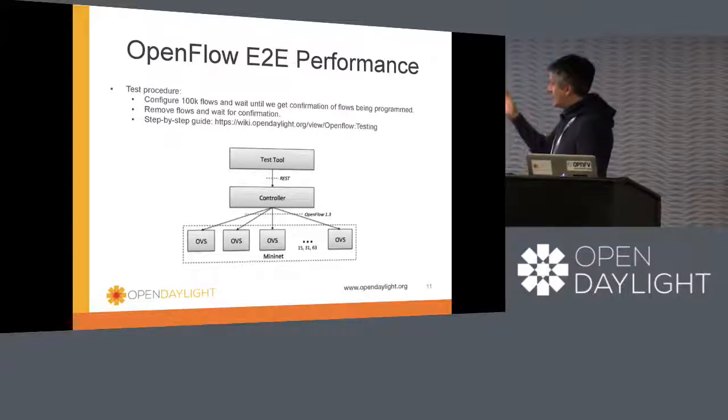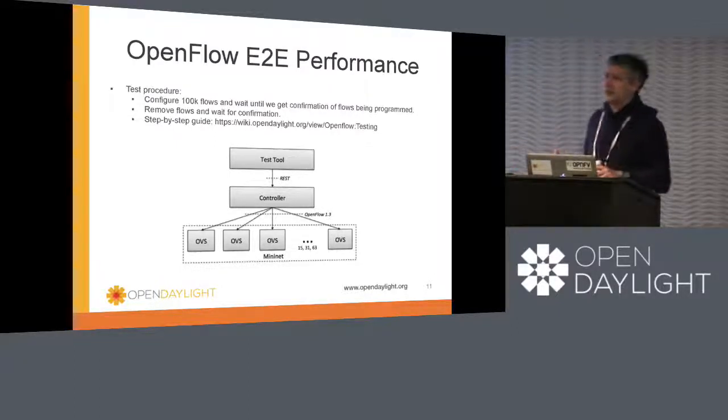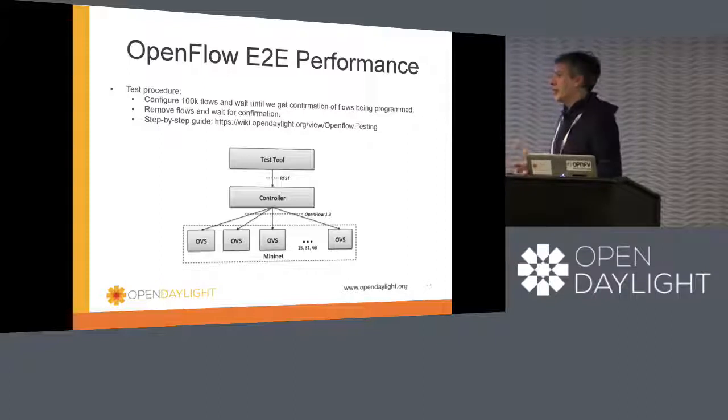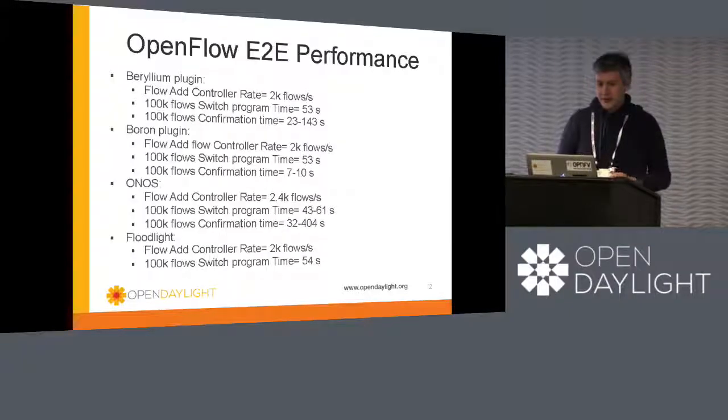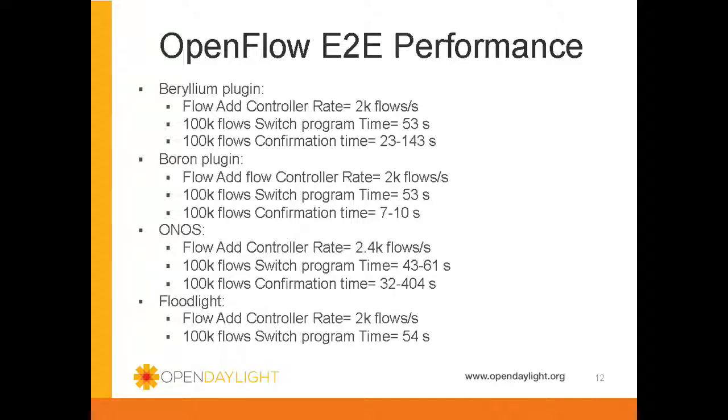And again, there is a step-by-step guide if anybody wants to reproduce this test. So this is a very realistic scenario where you have some application on top of OpenDaylight, and you need to program a bunch of flows in a given time for any particular situation. So these are the numbers that we got, provisional numbers, as I said before, for the different things.